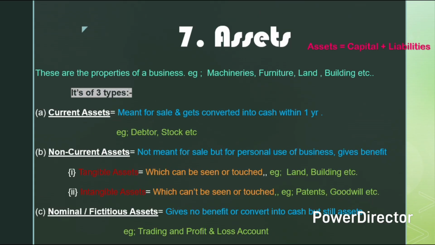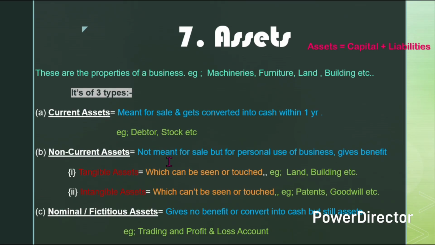Next is assets. Assets are the property of the business which a business uses. For example, machinery, furniture, land, building. It is of three types: current asset, non-current asset and nominal asset. Current assets get converted into cash within 1 year by selling them. For example, stock and debtors.